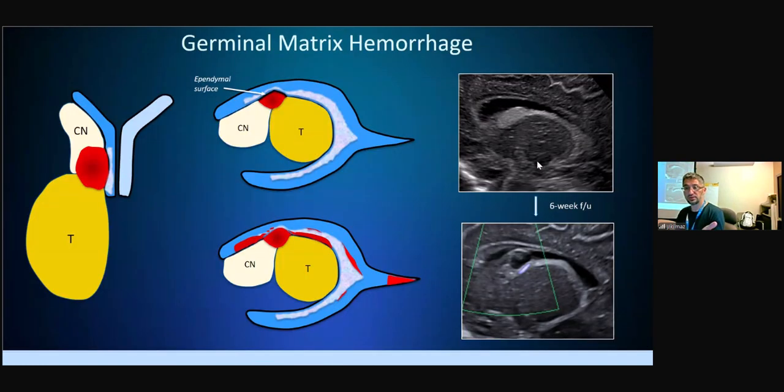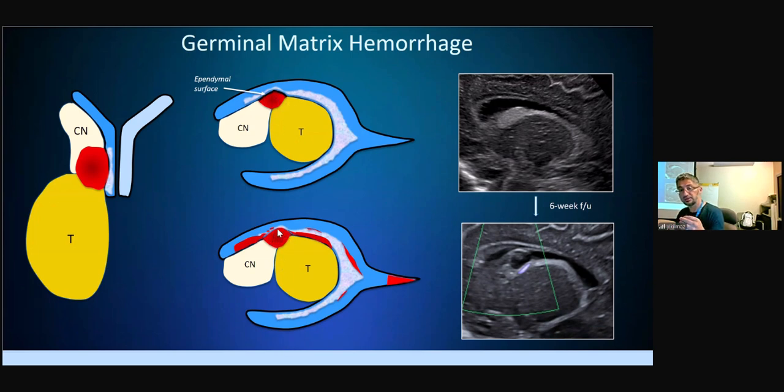So we do the ultrasound and we can see the hemorrhage. We don't see the germinal matrix on the ultrasound, and we just see the hemorrhage within the caudothalamic groove because this is where the germinal matrix is located until 32 weeks of gestational age. There is the ependyma over it, the ependymal surface. And when it's under the ependyma within the caudothalamic groove, it's a grade 1 hemorrhage.